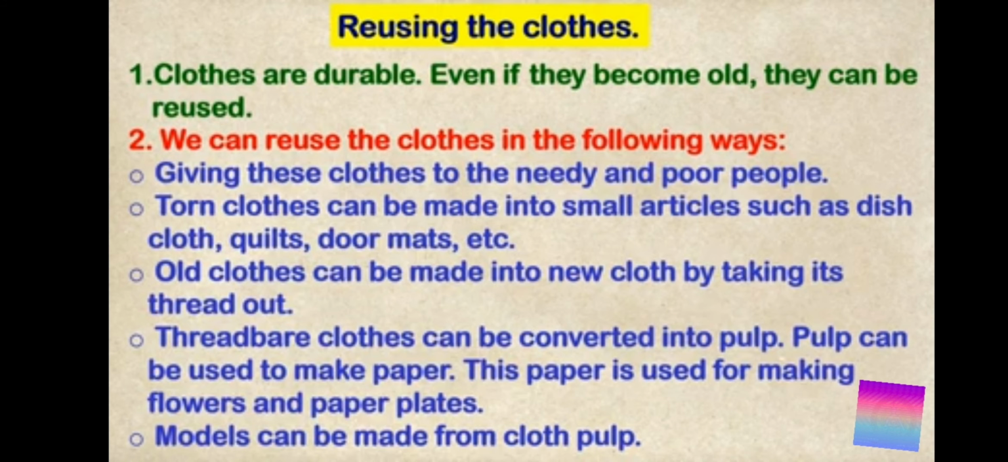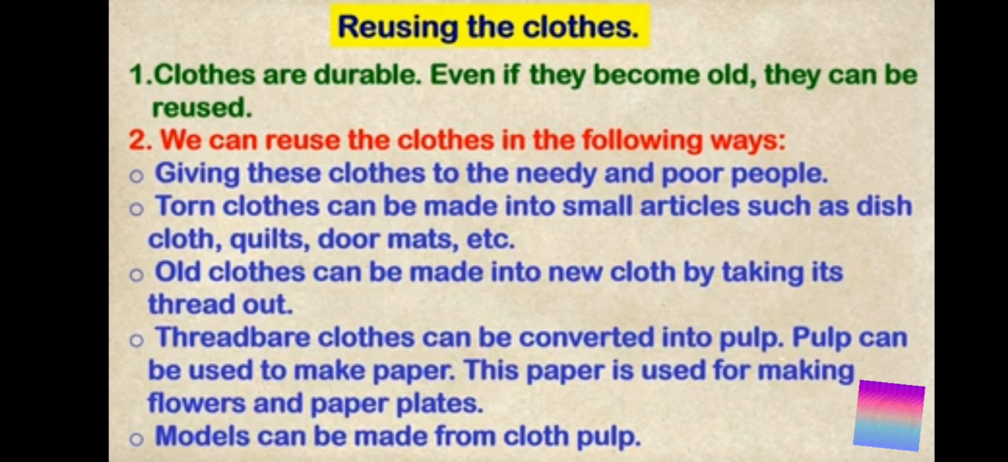Reusing the clothes. Clothes are durable. Even if they become old, they can be reused. We can reuse the clothes in the following ways. Giving these clothes to needy and poor people. Torn clothes can be made into small articles such as dishcloths, quilts, doormats, etc. Old clothes can be made into new cloth by taking their threads out.